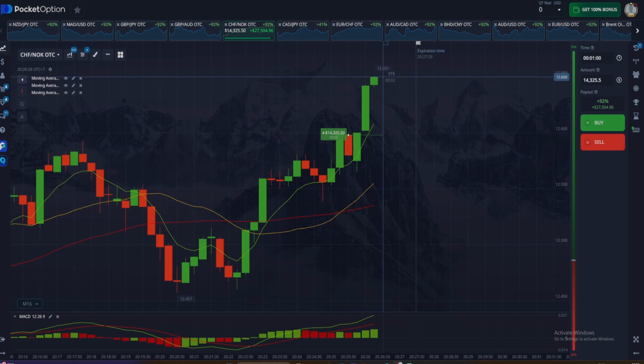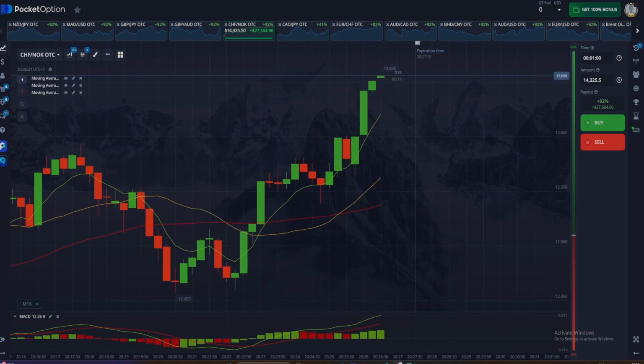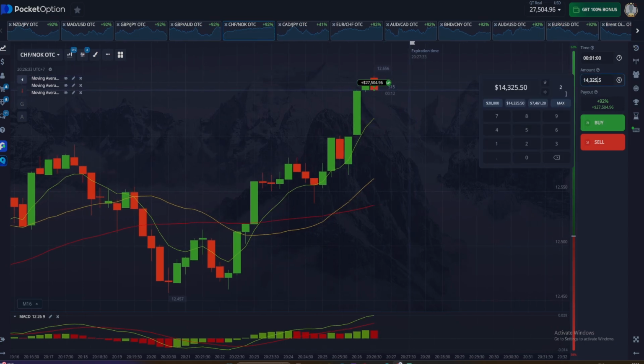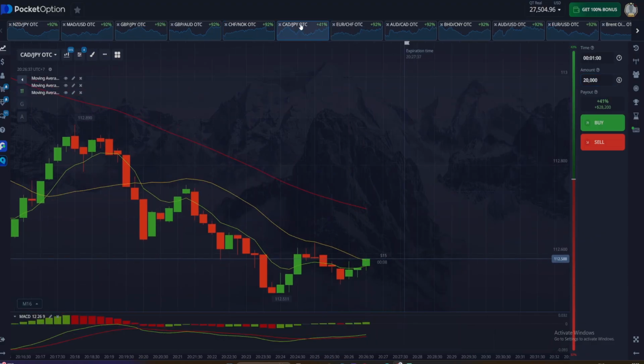The price moves up just as expected, and yes, profit secured. Now let's open the market again, reanalyze the situation, and look for the next opportunity.